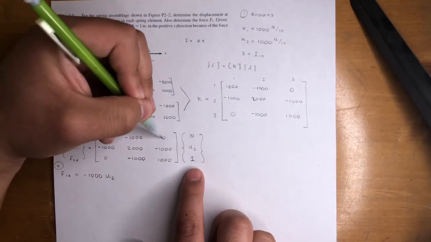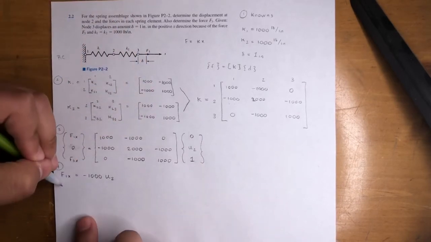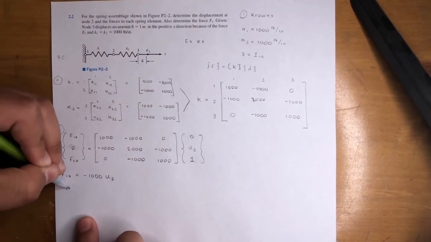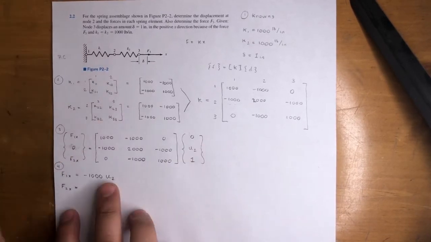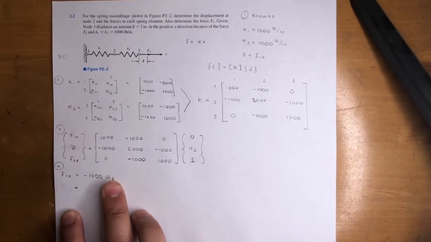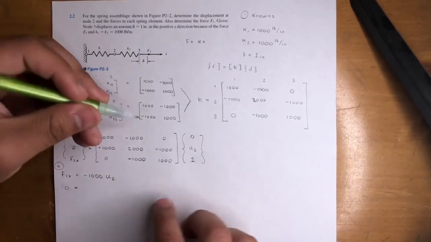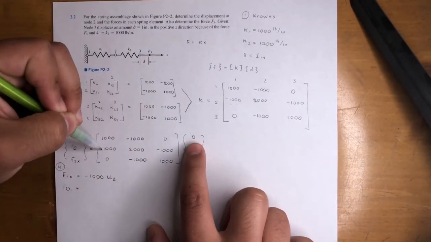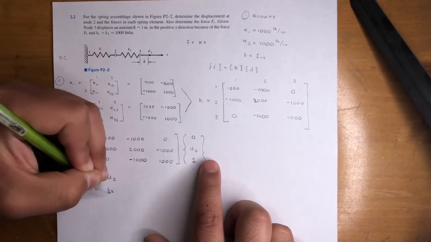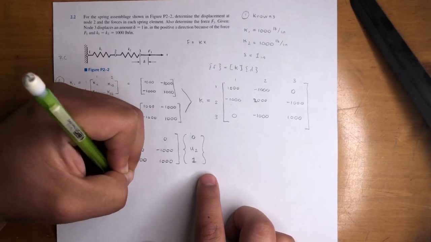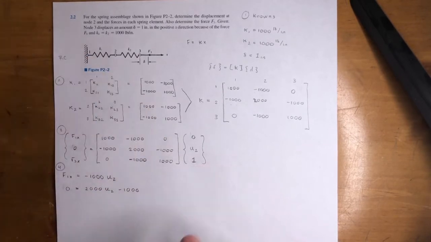Okay, plus 0 times 1, which is 0. So now F2x, now we do the second row. It's negative 1,000 times 0. Oh, F2x is 0. So 0 is equal to negative 1,000 times 0 plus 2,000 U2 minus 1,000, right? 1,000 times 1.